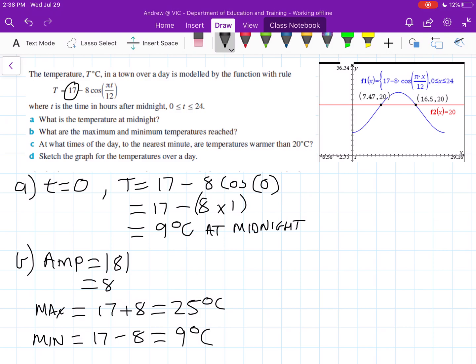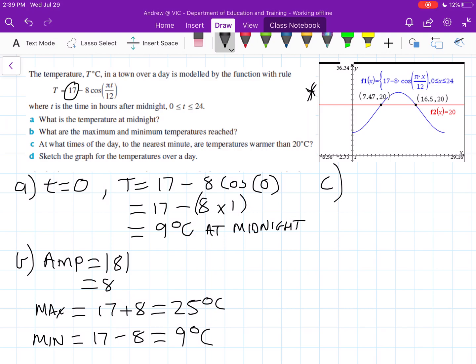This is one where it does get a little bit trickier, but for these types of questions you will probably have access to your calculator to work it all out. So what times of the day, to the nearest minute, are temperatures warmer than 20 degrees Celsius? What we need to do here is think about this graphically, and I've got this up in the top corner. We've got our two graphs: in the blue, 17 minus 8 cos of pi x over 12 from 0 to 24, and in the red we've got f of x equal to 20, so when the temperature is equal to 20.